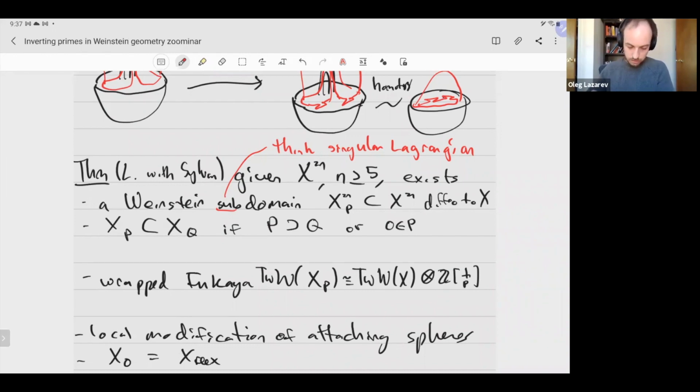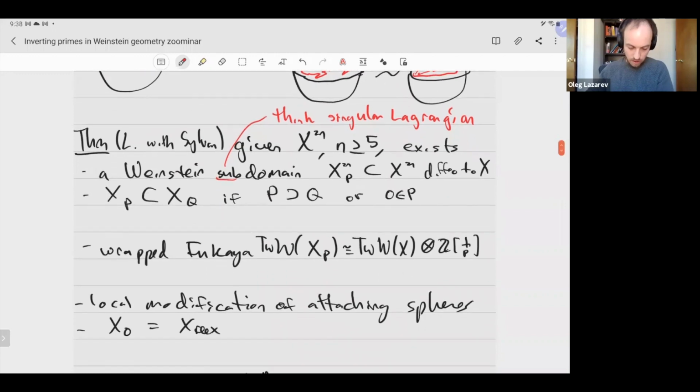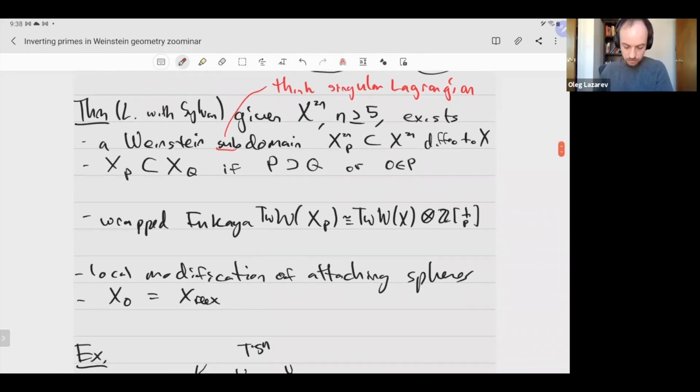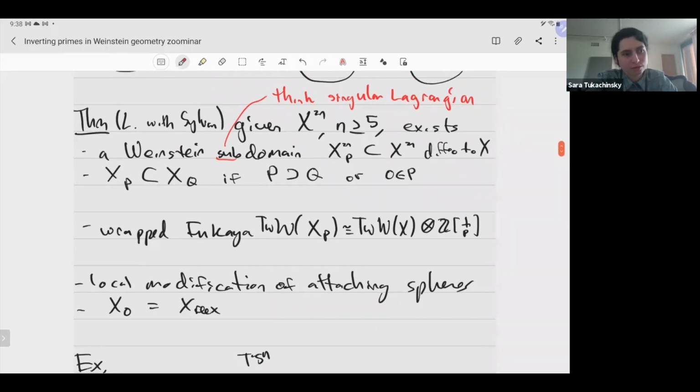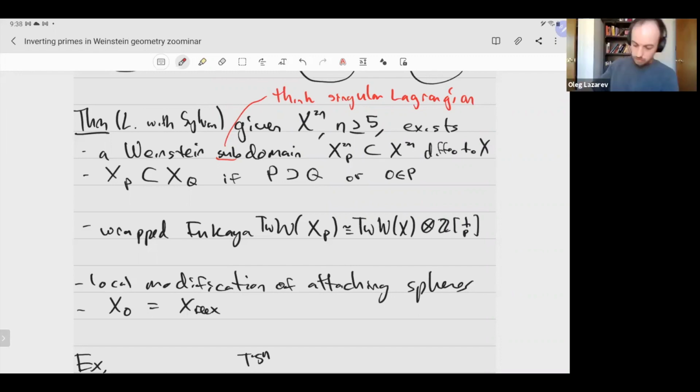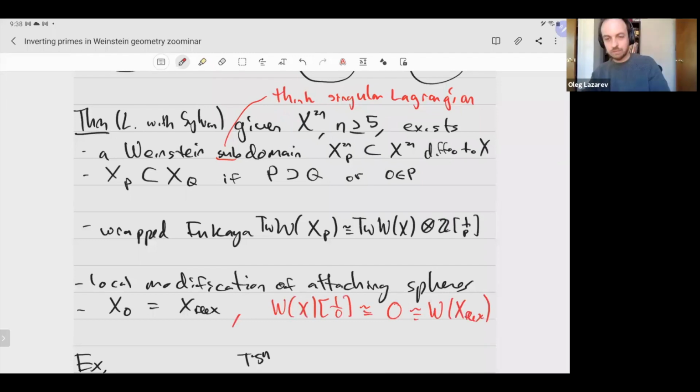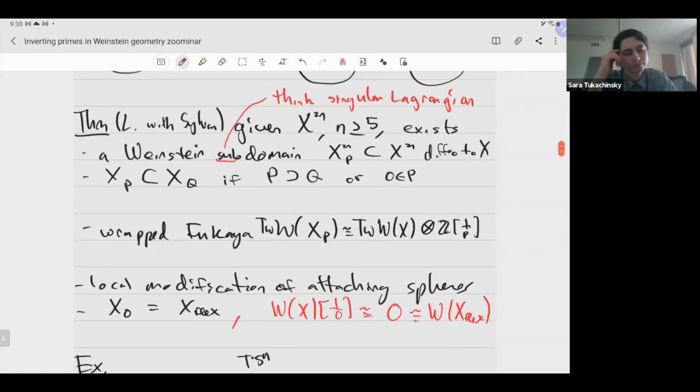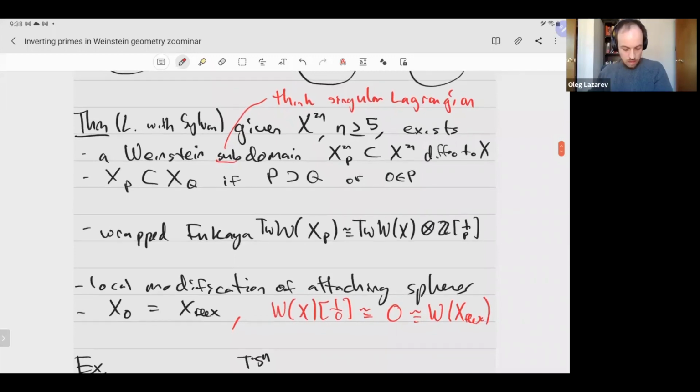So let me just do an example that I think will clarify the situation. Let's again go back to the case 1 over P for P equals 0. It's 0. Okay. So inverting 0 just makes everything trivial. And so remember, here we have the Fukaya category of X with 1 over 0. This is just 0, which is also the Fukaya category of the flexibilization. Okay, thank you. That's what I meant by that. So this is just a notational formality.